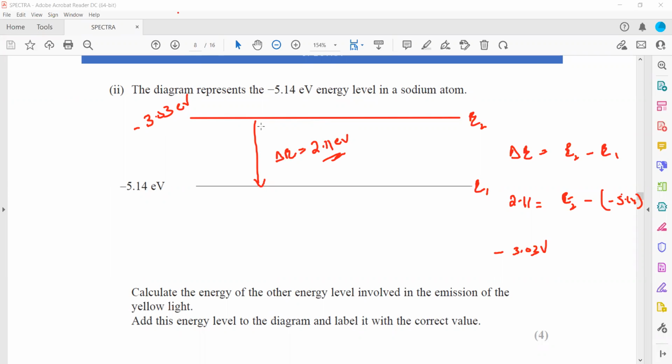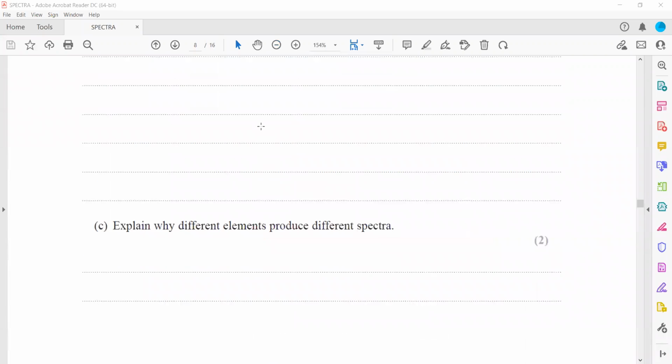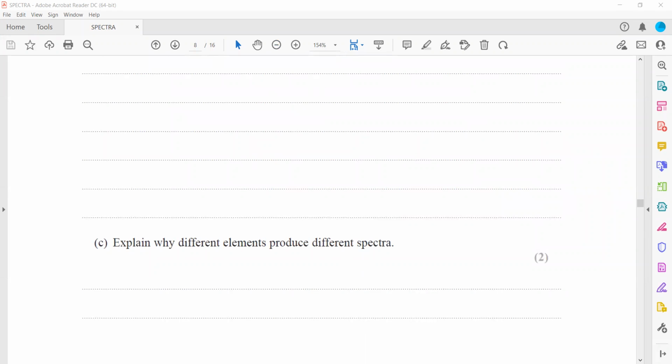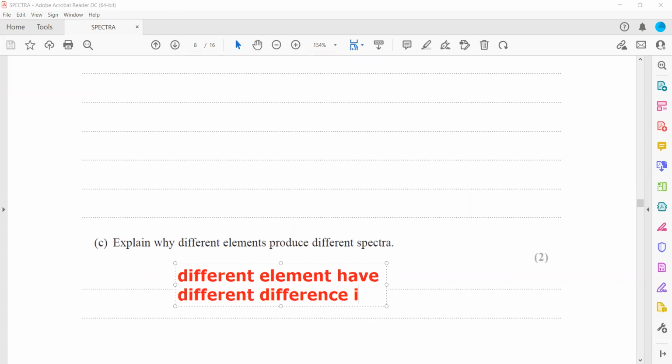And the last part, they ask why different elements produce different spectra. So what is the reason? As I mentioned, every element has a different gap between the shells. So different elements have differences in energy levels, and that's why they give out different photons. The difference in the energy level is not the same, and as a result they emit different photons.